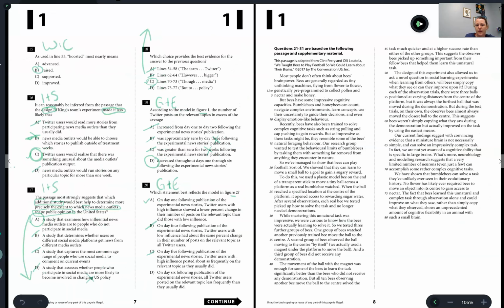D, on day 6 following publication, all Twitter users posted on the relevant topics less frequently than they usually did. So again, we're not looking at frequency, we're looking at percent change, and they just didn't have as high of a percent change. So this one is going to be A. And that is all for passage 2.